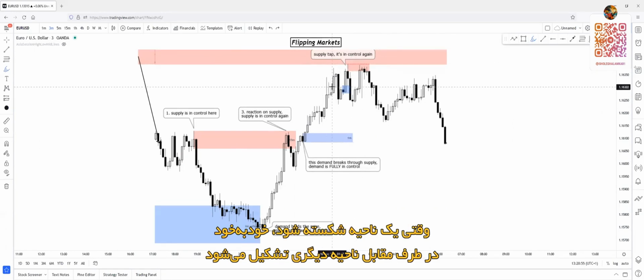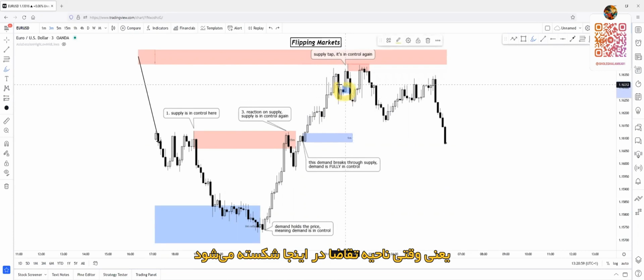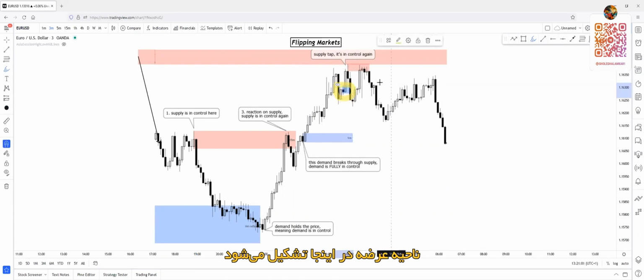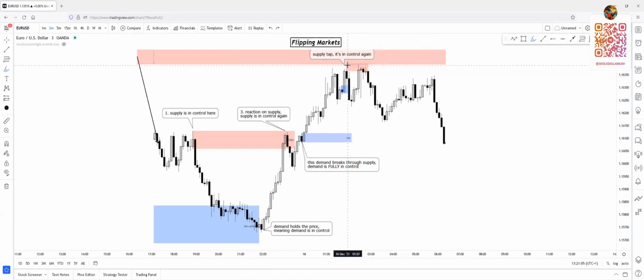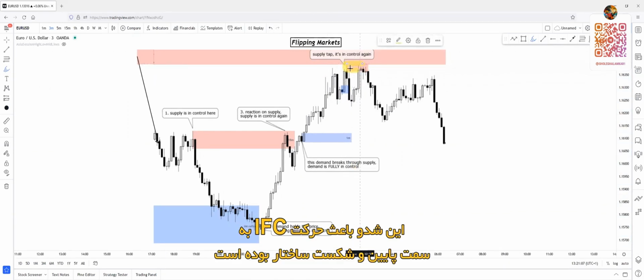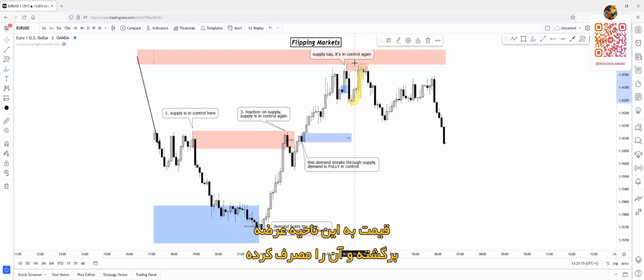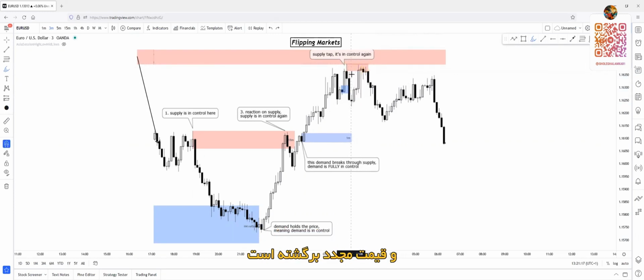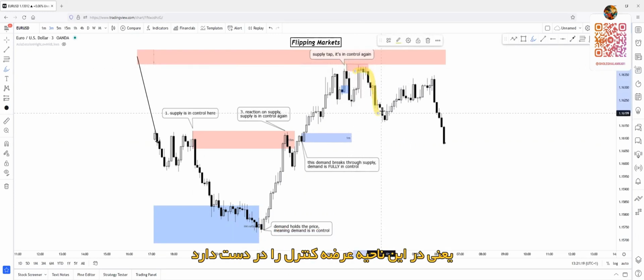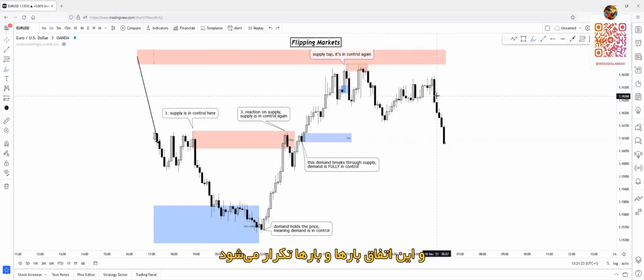If a zone breaks, then an opposite side zone will be automatically created. So if a demand zone breaks, which is here, a supply zone will be created, which is here. So this weak high started the inefficient movement to the downside and the break of structure. So this means this will be our right supply zone. As you can see, price came back up to this supply zone, mitigated this supply zone, and reversed the price again. So this means supply is in control in this region. And this goes on and on again.